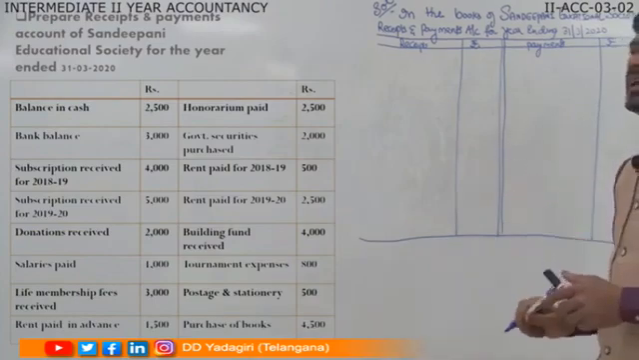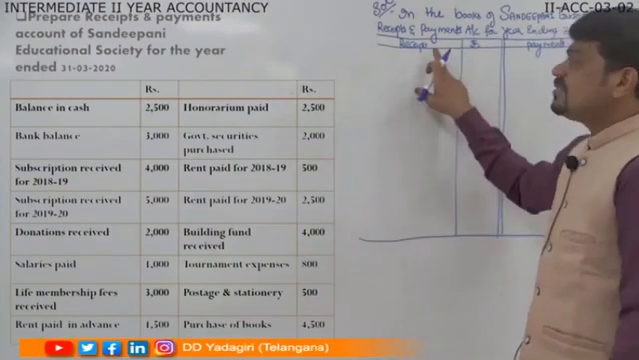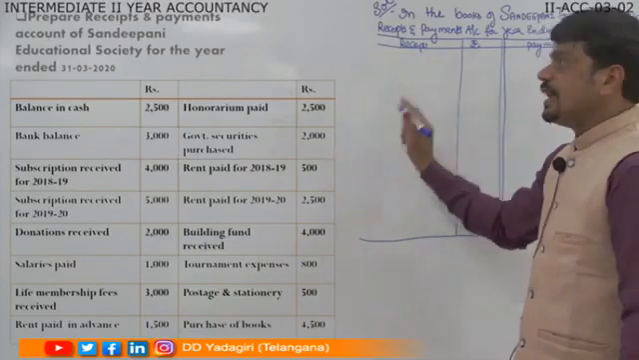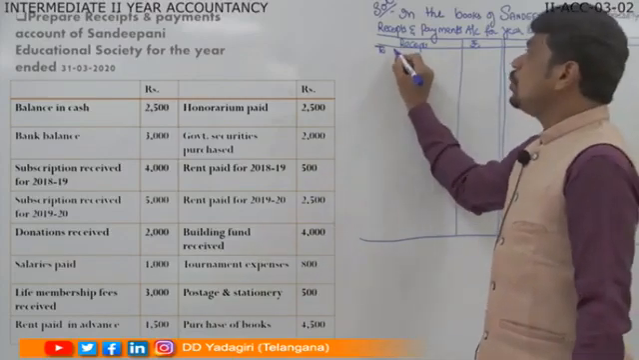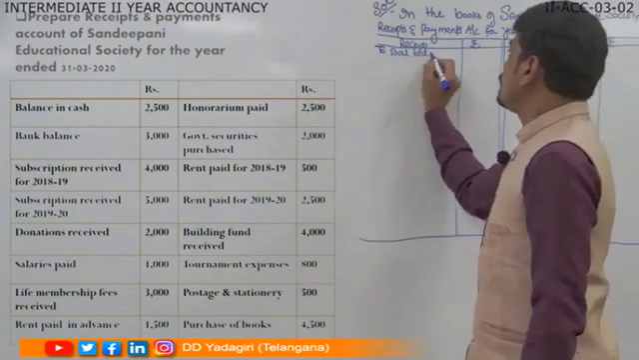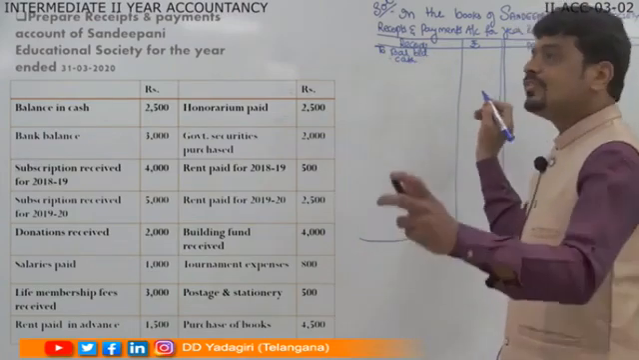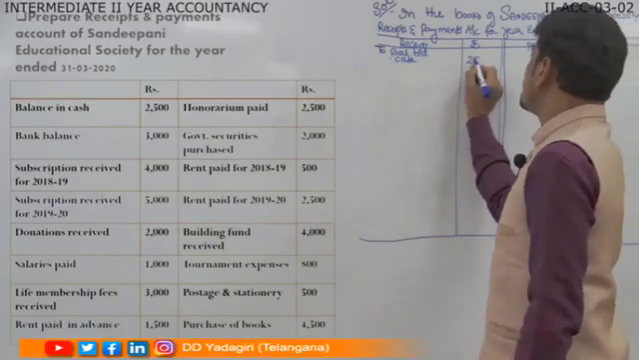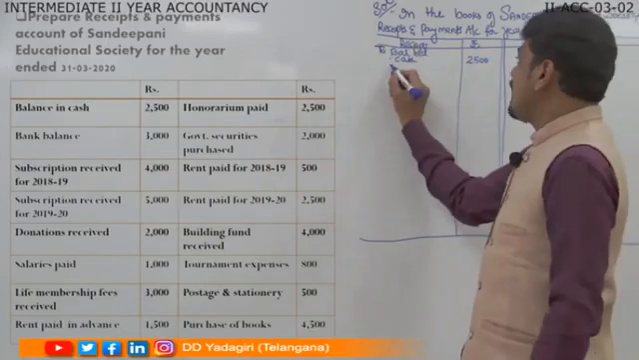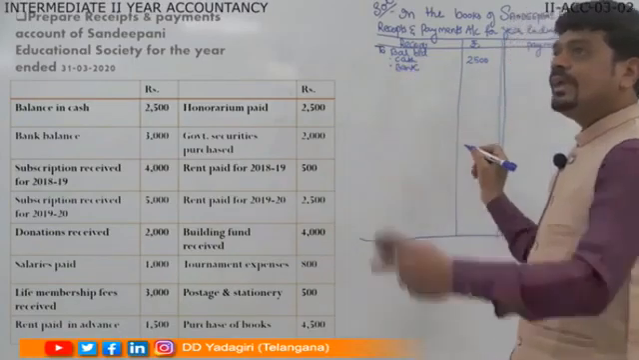So, balance in cash. Where will the balance in cash be posted? Balance in cash is nothing but the opening balance. So, it will come on receipt side. So, we'll write to balance brought down. Under that, cash. How much is the cash balance they gave us? 2,500. How much they gave as bank balance? So we'll write bank, they gave 3,000.